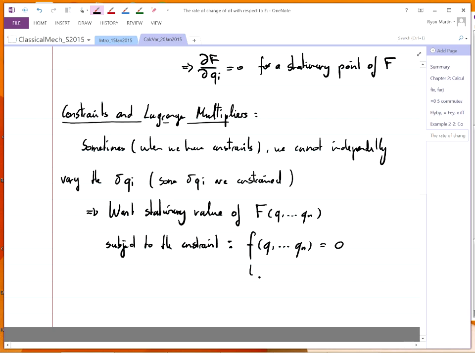Alright, so this lowercase f is a constraint equation. So the problem is to find the stationary value of F, capital F, subject to the fact that the lowercase f function must be satisfied. So that ties in how you can vary the delta q's with respect to each other.